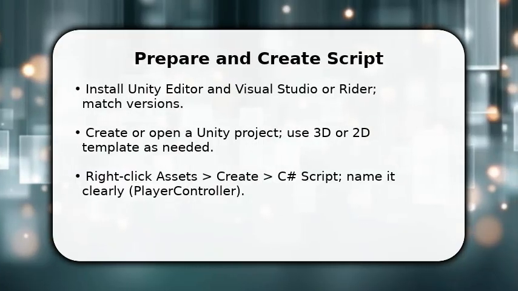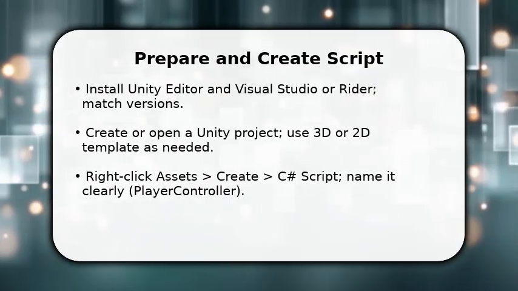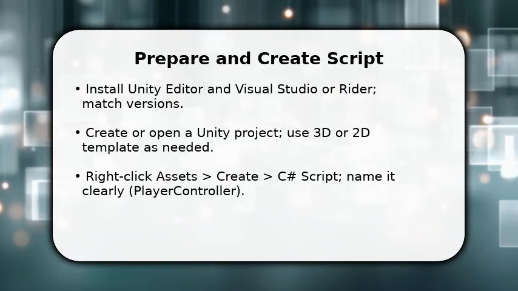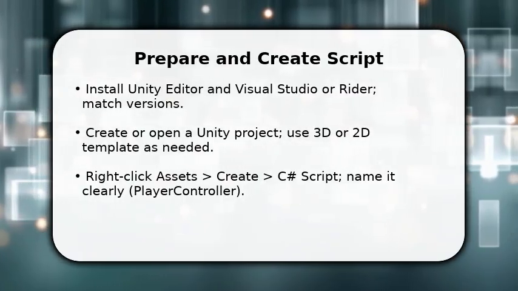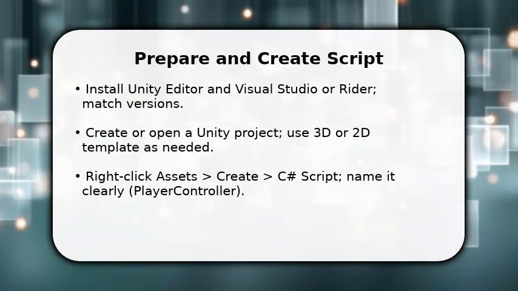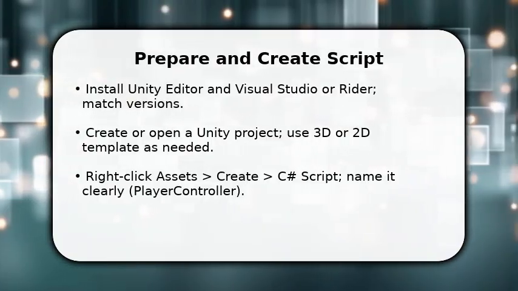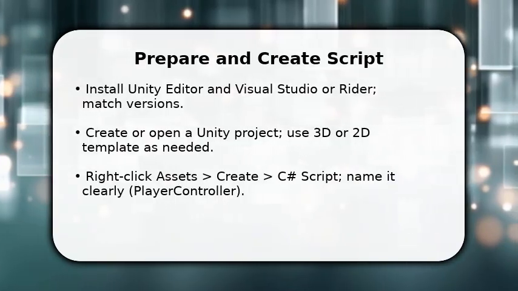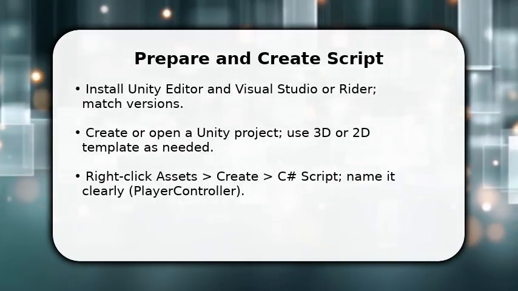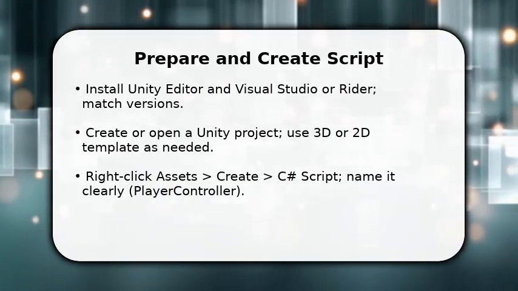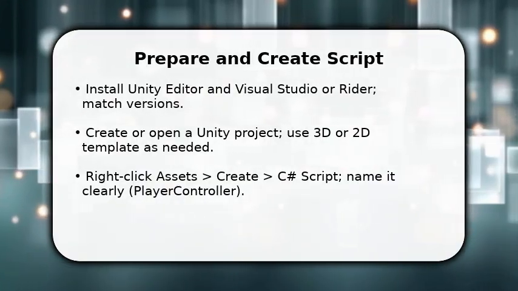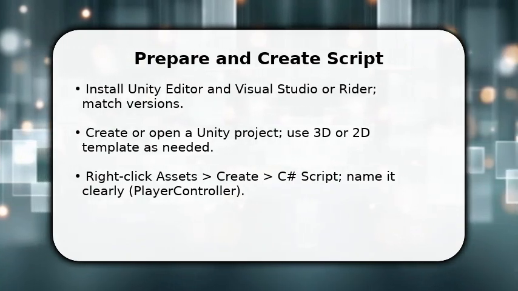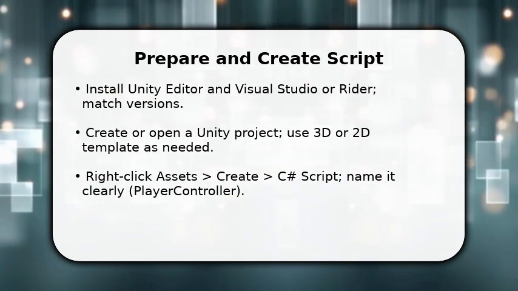You start by making a C# script inside Unity so you can attach behavior quickly. Create or open a project, then right-click the Assets folder and choose Create C# script. Name it with intent, like PlayerController. Open it in Visual Studio or Rider from Unity so the editor links compile automatically. Once done, confirm the assembly definition or default assembly targets are correct. This first step removes friction. You now have a script file, editor linkage, and compiler connection ready for implementation.